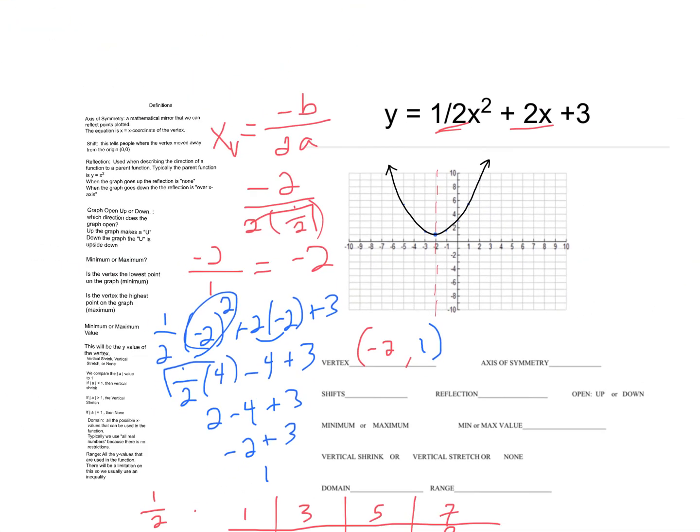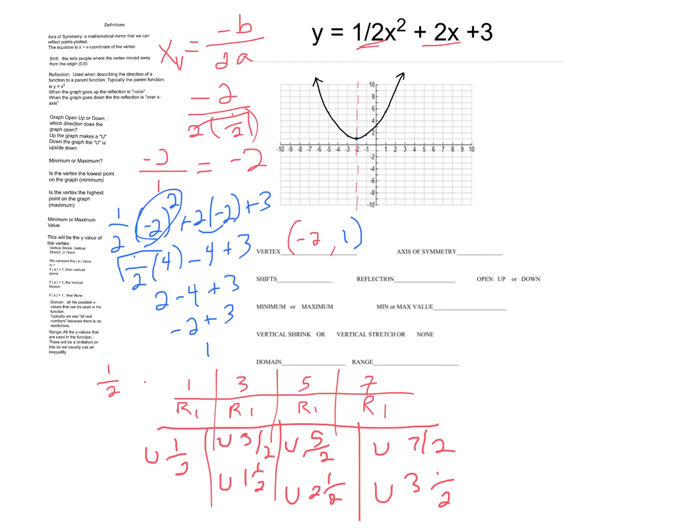Now let's fill in all this information and see what we got. Okay. So here we go. Axis of symmetry. X equals -2. Shift. We went left 2, up 1. Reflection, because the graph goes up, it is none. And as we just said, it opens up. Minimum or maximum, again, my vertex is the smallest point on the graph, so it is a minimum. My minimum value is the y-coordinate, so y equals 1.